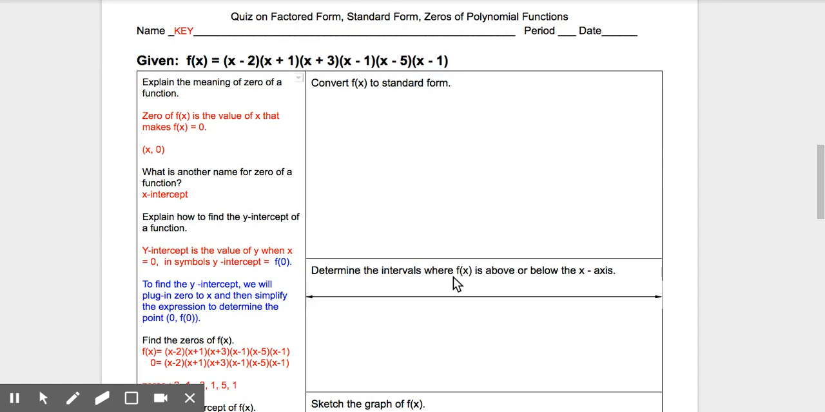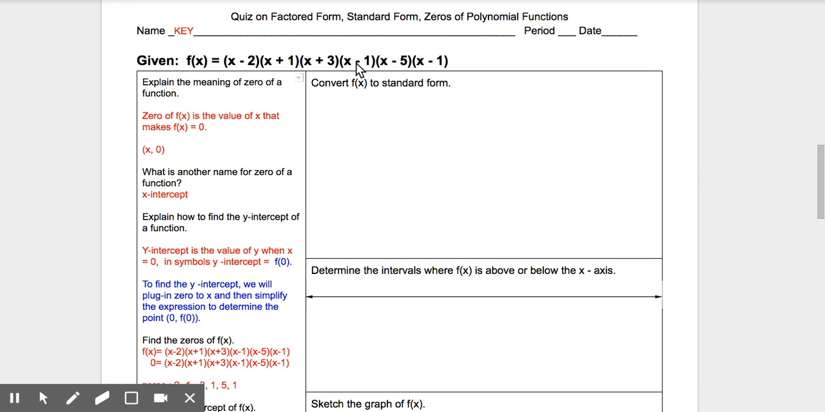Here's the key to our quiz last Friday. We're given here f of x equals (x minus 2)(x plus 1)(x plus 3)(x minus 1)(x minus 5)(x minus 1). Notice that f of x has 1, 2, 3, 4, 5, 6 linear factors.